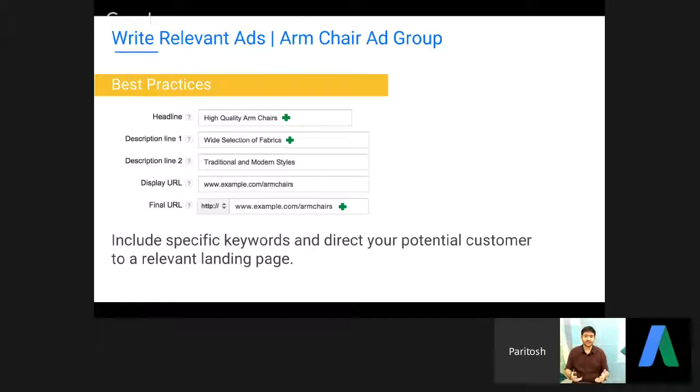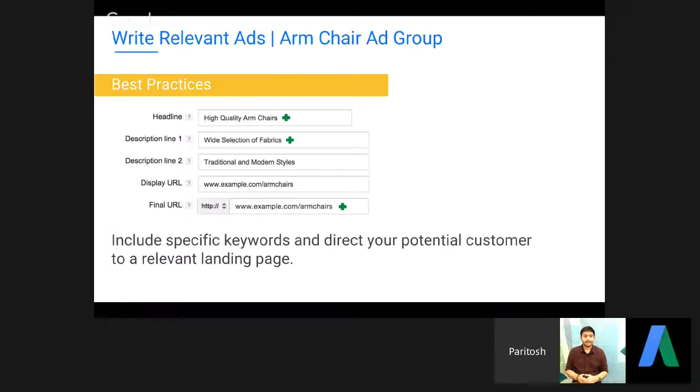Now from the perspective of a person who is actually looking to buy an armchair, this ad will be more relevant and will provide him more value. So the incentive to click on this ad is much, much higher. Whenever you are creating your own ads, try to ensure that the ads are as specific as possible and give out as much information about the specific product.